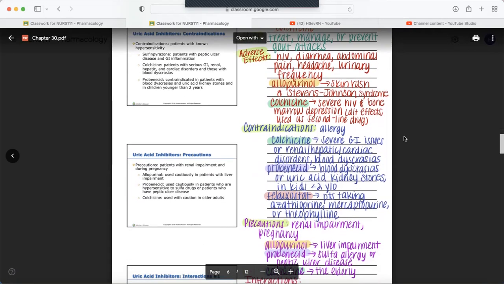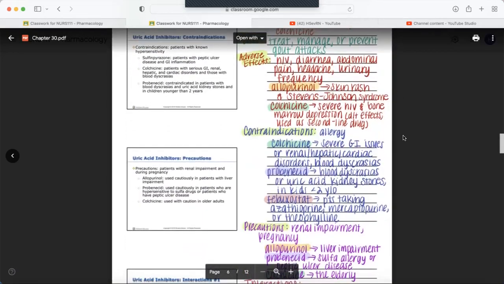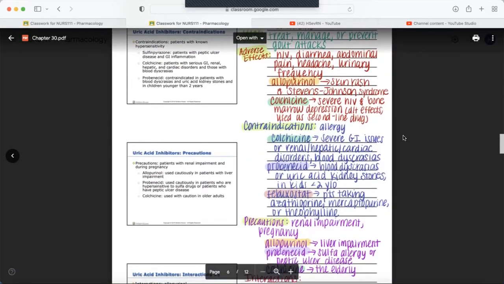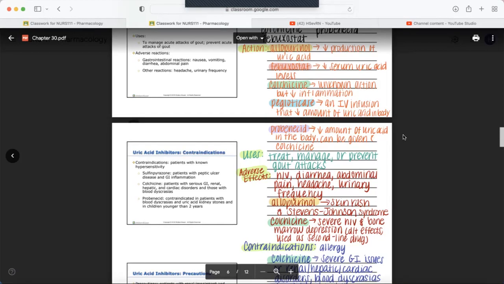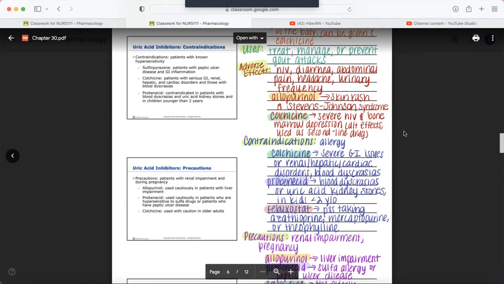Adverse effects of gout medications or uric acid inhibitors: nausea, vomiting, diarrhea, abdominal pain, headache, urinary frequency. With allopurinol, big thing here, skin rash, Stevens-Johnson syndrome. We see that with allopurinol. With colchicine, we see severe nausea, vomiting on occasion, bone marrow depression due to the effects of the medication. It is a second line drug. It's not going to be your first. So you start with allopurinol. If that medication doesn't work, you probably give probenecid. If probenecid doesn't work, you may end up adding colchicine to see if that works, or trying a different uric acid inhibitor. Okay.